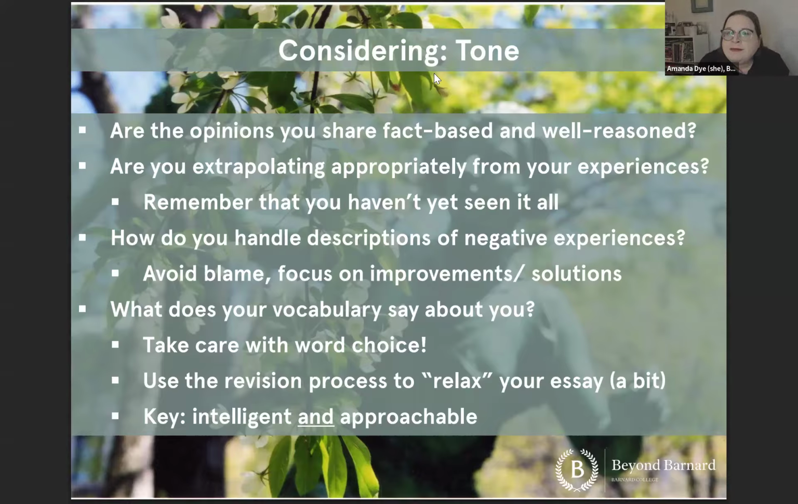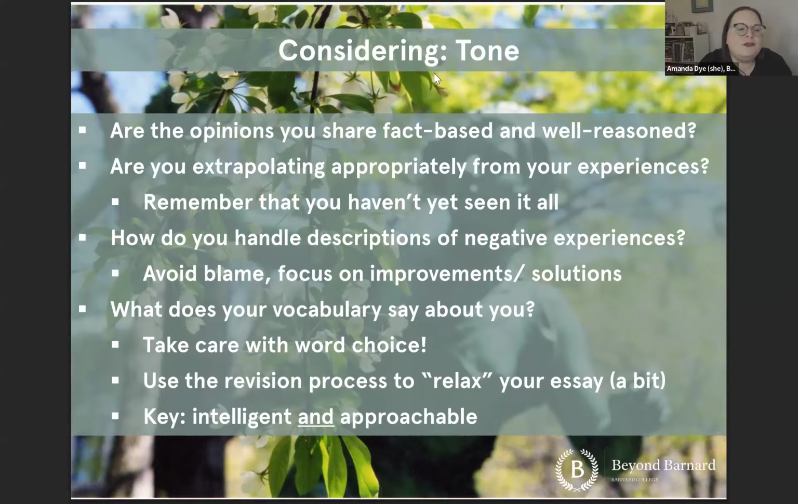Tone also can mean things like word choice. Your vocabulary in a personal statement can sometimes give the reader pause, right? Especially if you're reading a personal statement and then you run across a word that you're like, I've never heard a human being use this word, right? Maybe I've read it in a vocabulary lesson or a technical text or something like that, but this doesn't necessarily seem like super human to me.